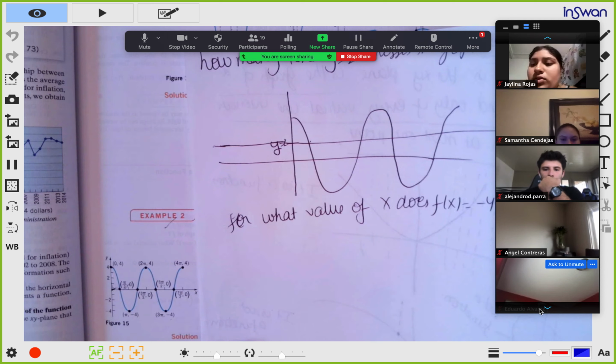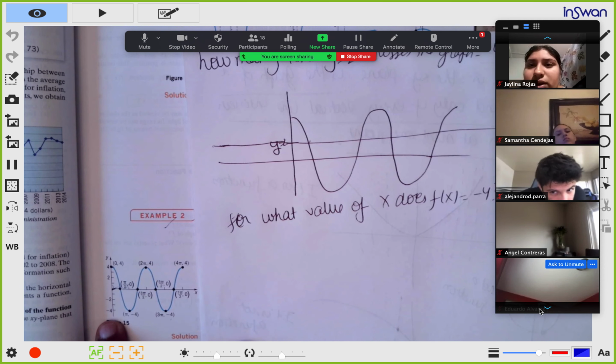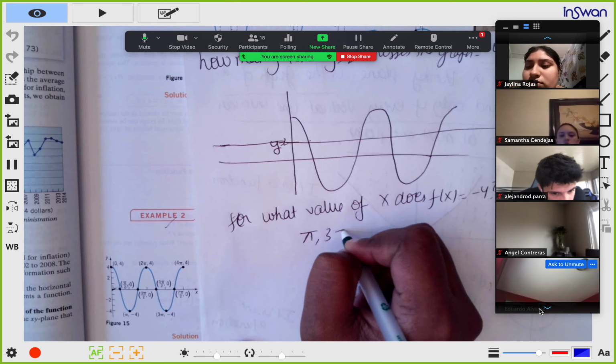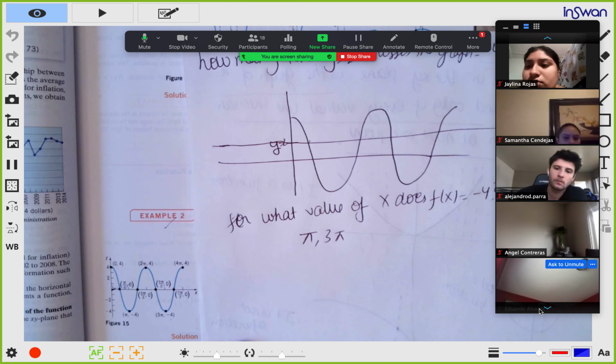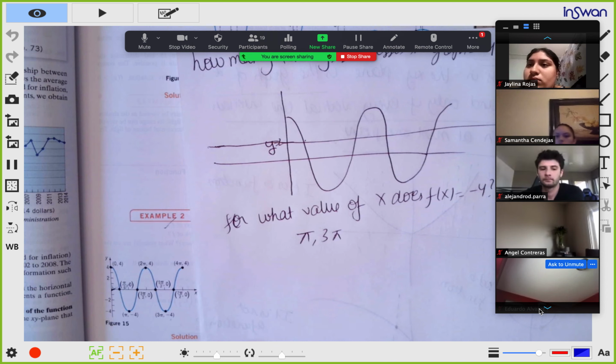Y is negative 4. Y is negative 4 is here. Okay, sorry. So pi and 3 pi. See, where is negative 4? Negative 4 is here. These 2 points are the only ones at negative 4. And what's the x value at negative 4? Pi and 3 pi. So that's my answer. Anyone who did not understand this part?